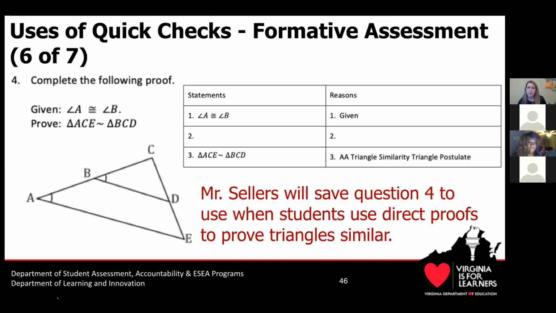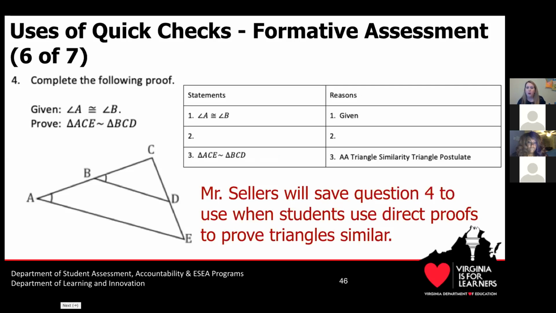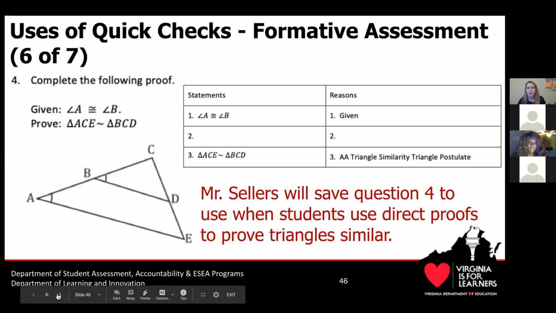Okay, and then this particular question is a proof, right? A 2-column proof. So maybe you save that one. So Mr. Sellers is going to save this question and use it when it's appropriate, maybe in the next day or 2, right? So you don't have to use all the questions on a quick check in one class period. You get to pick and choose how best to use those questions to help support your knowledge about where your students are in their learning.